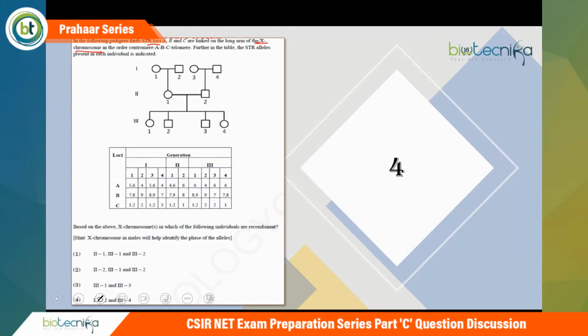Okay, so another thing that you have to remember, that males will have only one X chromosome, whereas females will have two X chromosomes. In fact, a hint is also provided to you that X chromosome in males will help you identify the phase of the alleles. That means how the alleles are together. So let's see how it will help. So based on the above X chromosome, in which of the following individuals are recombinant? That is what you have to find out. Okay, now let's see.